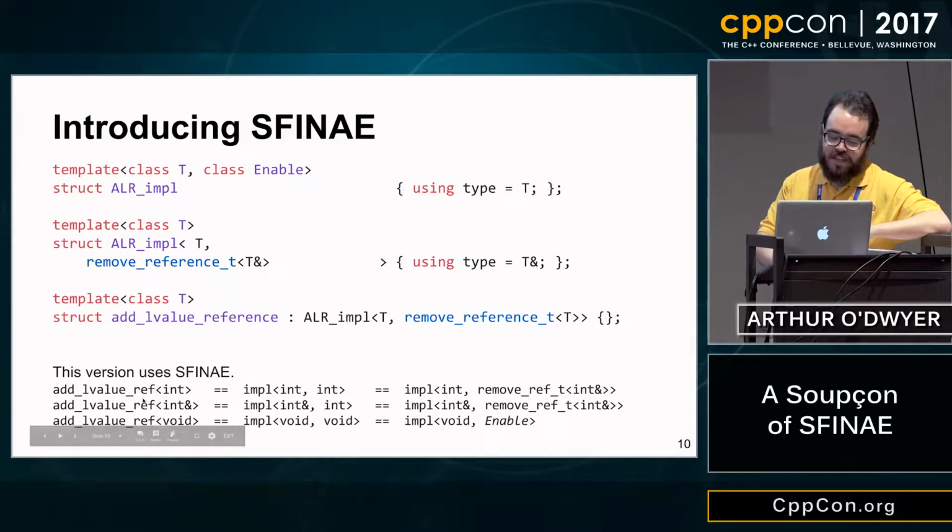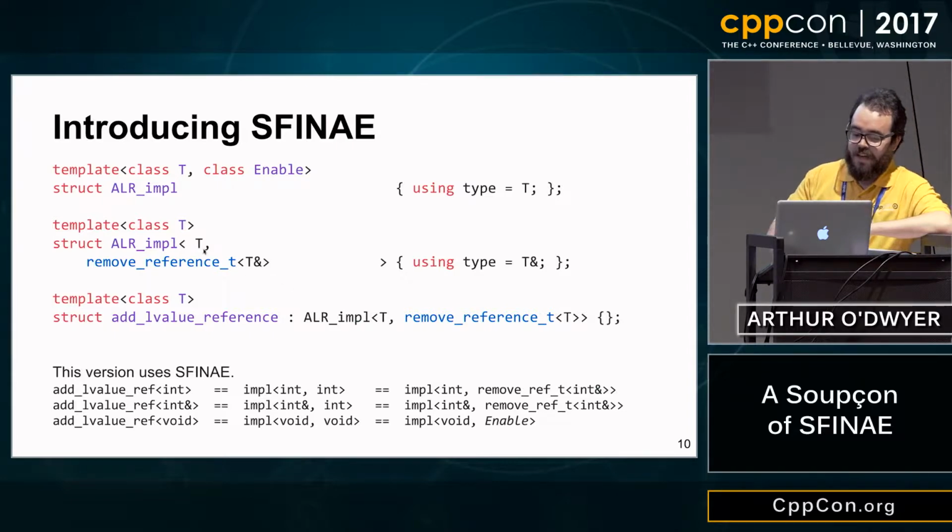So now let's see what happens when we say add L-value reference of int. Add L-value reference of int is going to be ALR-impl of int, comma, remove reference T of int. Well, this is just int. So we have ALR impl of int comma int, and that is ALR impl of int comma remove reference T of intref. Yeah, remove reference T of intref is actually int. That checks out. The partial specialization is a match. We always prefer to use a partial specialization over the base template if we can. So we'll deduce T as int, and we'll have type be intref, which is what we wanted. It added a ref.